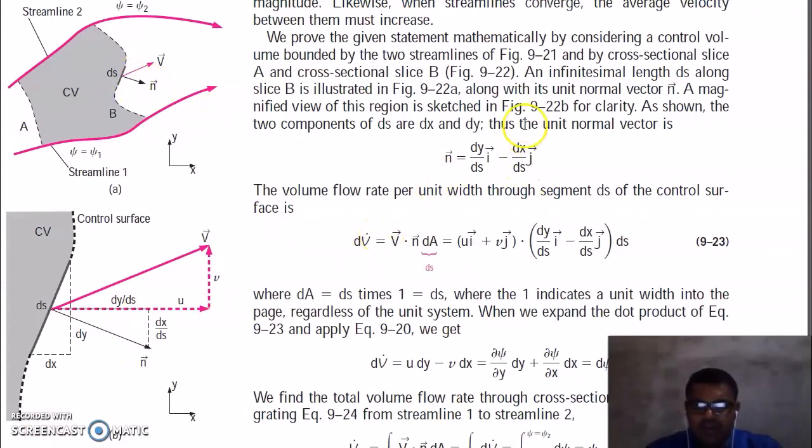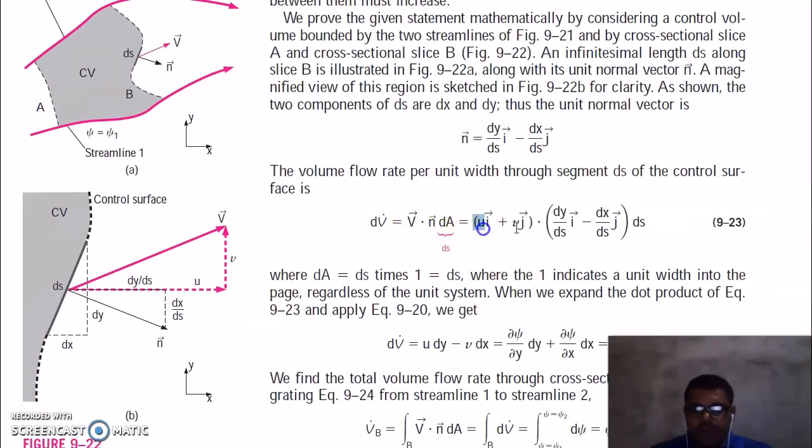The unit vector in this case is dy by ds in the i direction and negative dx by ds in the j direction. There is a negative sign because y is in the downward direction. We had to select the xy coordinate as this, x is positive, y is positive, so it is opposite, so it is negative. Now what is the volume flow rate for this small element? That is dV is equal to the velocity vector dotted with the normal vector into dA, where dA is ds into 1 unit. We have already selected 1 unit as the depth of the page, perpendicular to your screen.